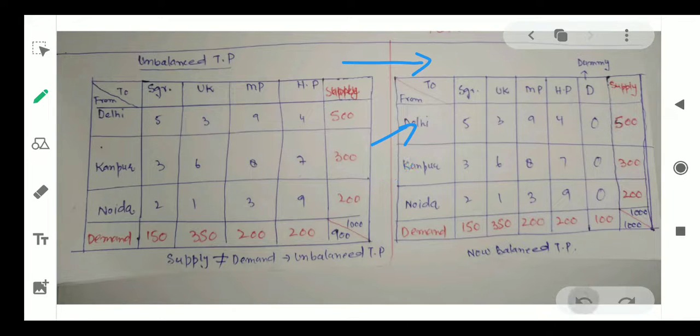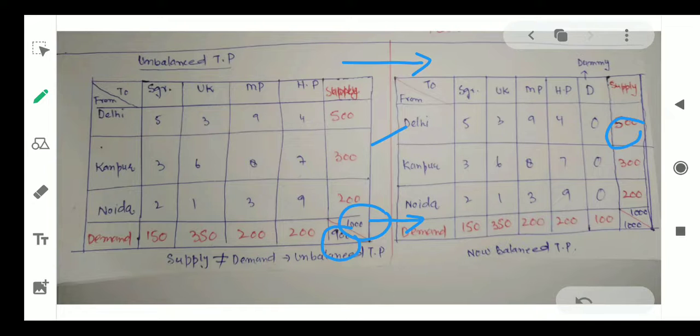You will see here, for example, from Delhi station we have a supply of 500, 300 from Kanpur, and 200 from Noida. This sums up to 1000 products, as we have seen in the question. The demand from this side is only 900, as we counted earlier. To balance our transportation problem, if we have less demand, then we have to add a dummy column. If we have less supply, then we have to add a dummy row.